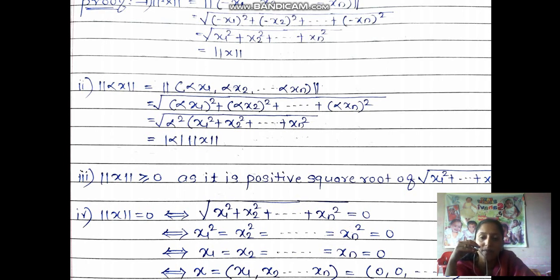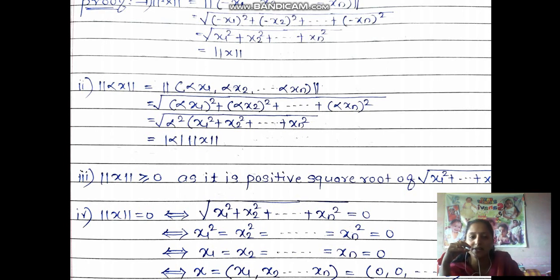Fourth one, if norm x is equal to 0. If norm x is equal to 0, by definition square root of x1 square plus x2 square and so on xn square is equal to 0. If addition of all these numbers is equal to 0, it means each term in that addition is itself 0. That is x1 square, x2 square, xn square, all terms are 0. Then only the addition of these numbers gets 0. That means square of this number is 0. So square root is also 0.